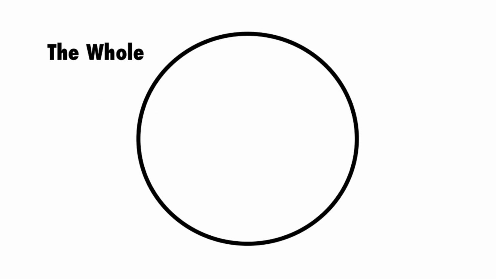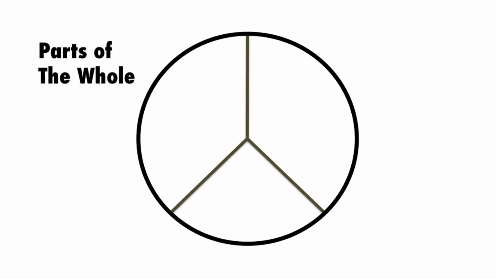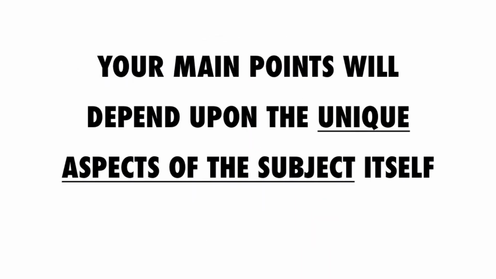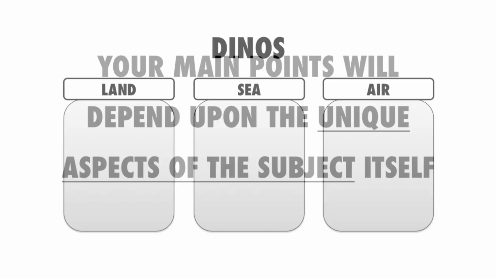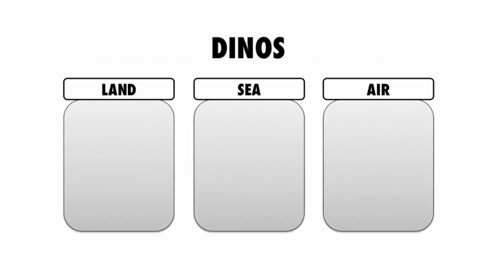So the idea here is you have a whole, you have a subject you're speaking on, and you have a focus, a main point, a thesis. And then you have to figure out, well, what are the natural parts of that thesis, of that whole? And those become your main points. Your main points will depend upon the unique aspects of the subject itself. No 2 topics are alike, and so you'll have to figure that out as you go. There's a little more art to this than science. So for example, if you're talking about dinosaurs, one way to do it would be to talk about the land, sea, and air dinosaurs.